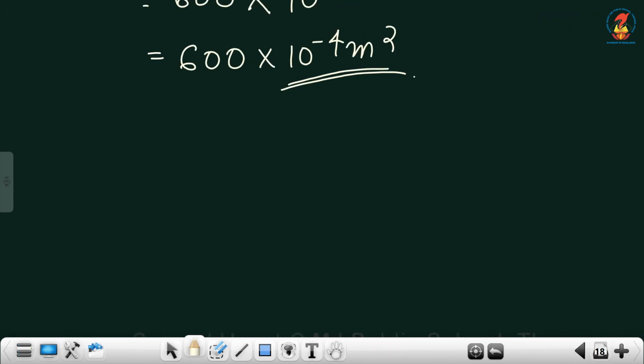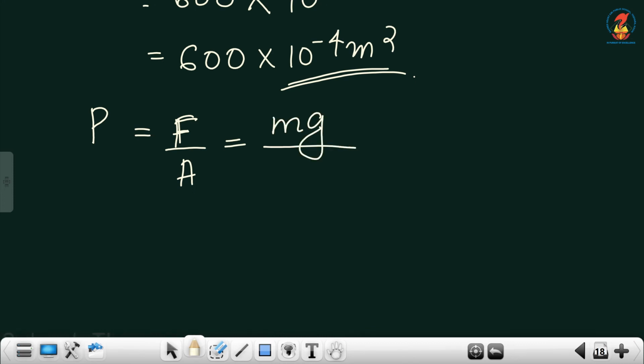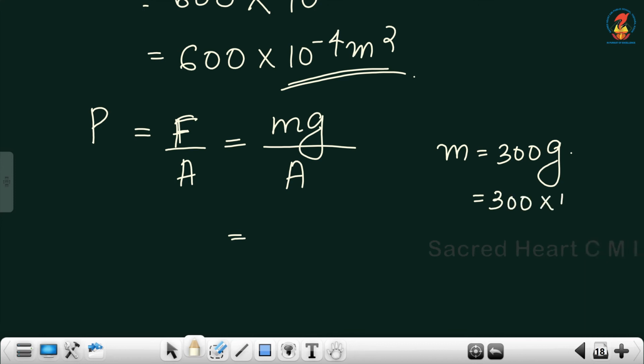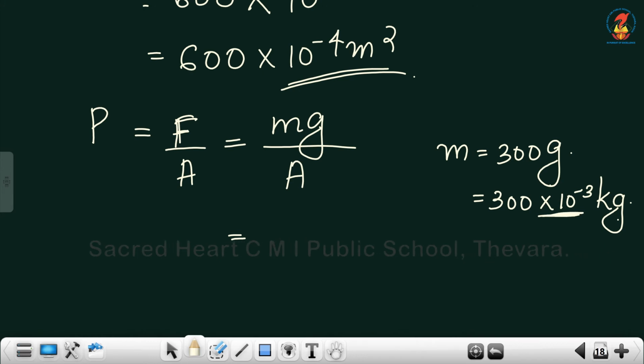Now, to find pressure, the formula is F by A. F is not given. So, substitute the formula to find F. F is equal to mg. Mass is 300 gram itself, since it is an identical block. Again, to convert gram into kilogram, multiply with 10 raised to minus 3.